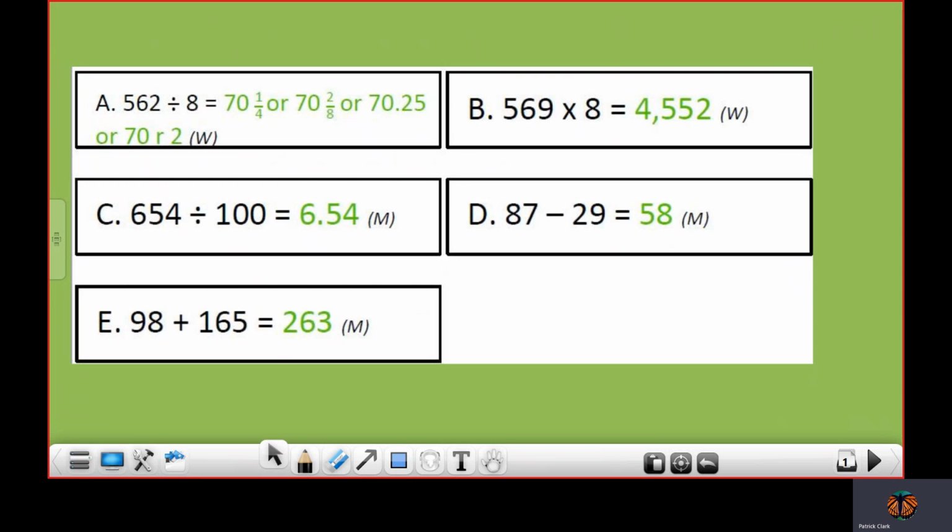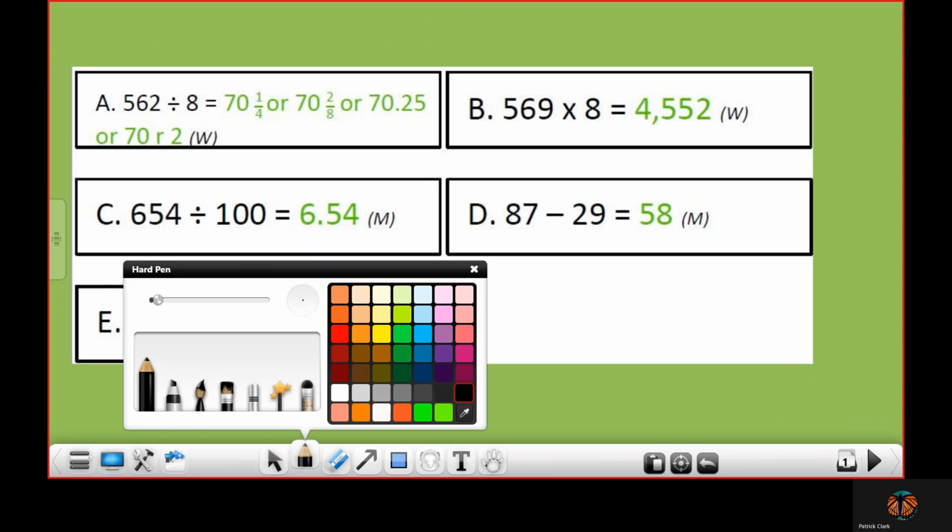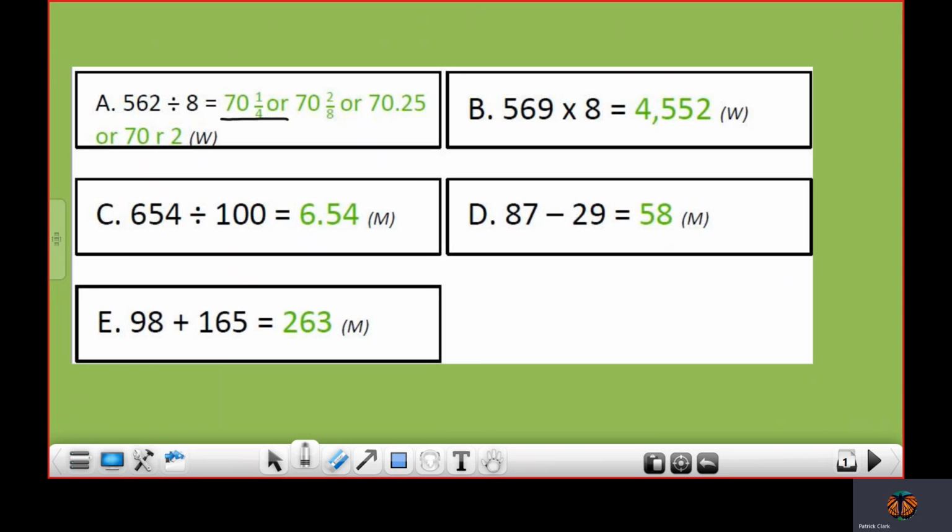So this first one is a bit confusing, but there are lots of possible answers. 562 divided by 8. You could have said that the answer was going to be 70 and 1/4, or 70 and 2/8, or 72.5. But I think most of you would have written 70 remainder 2.